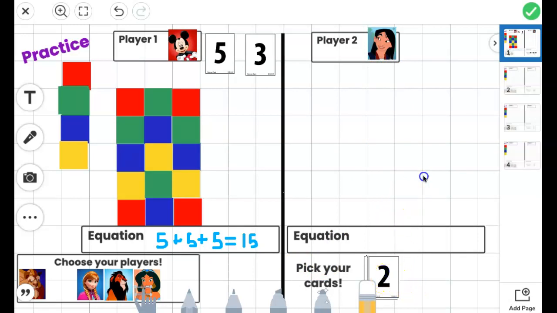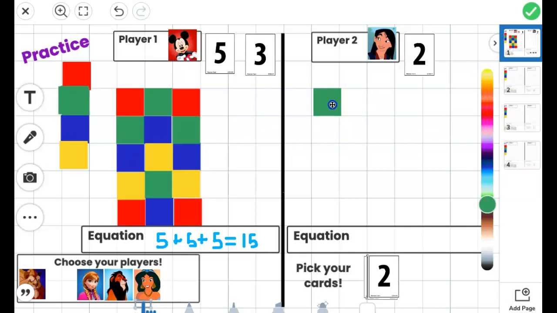Now our first card for player 2 shows me a 2. What does this tell me? If you said, this tells me that I need 2 rows, good work. I'll pull over a tile. This will be the start of my first row and my second row.